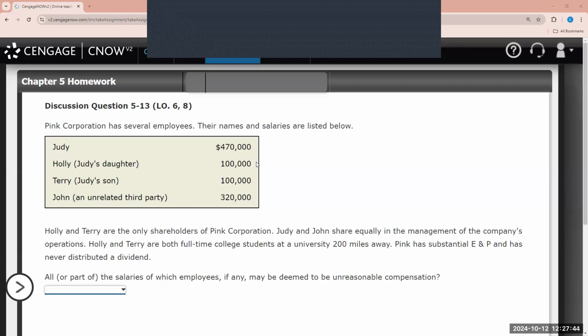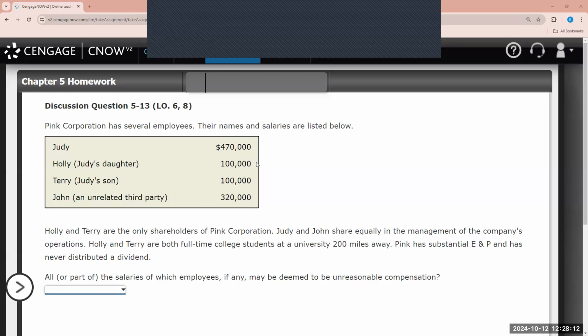So Holly is Judy's daughter and Terry is Judy's son, and they both are earning a salary of $100,000. We also see the $470,000 salary payment to Judy. All right, so John is an unrelated party. Someone might be considering, all right, why is she receiving $150,000 more? Both John and Judy share equally in the management of the company.